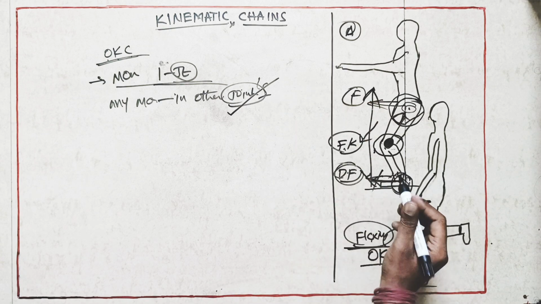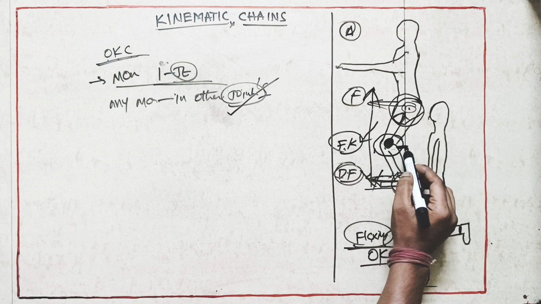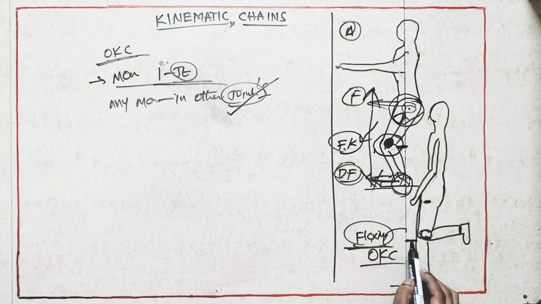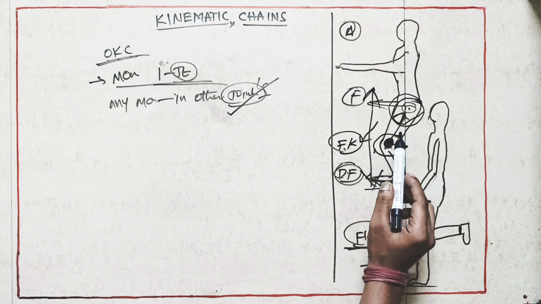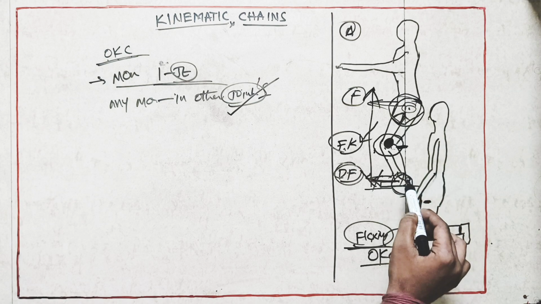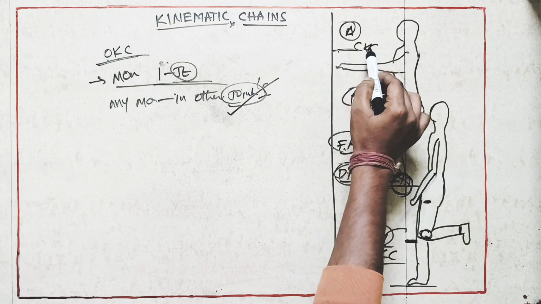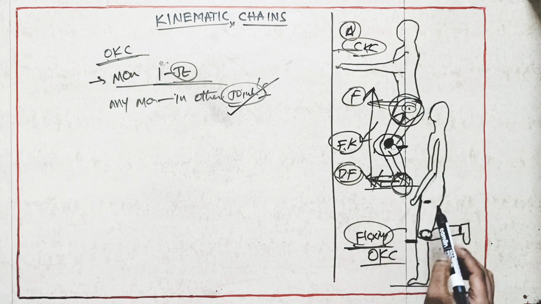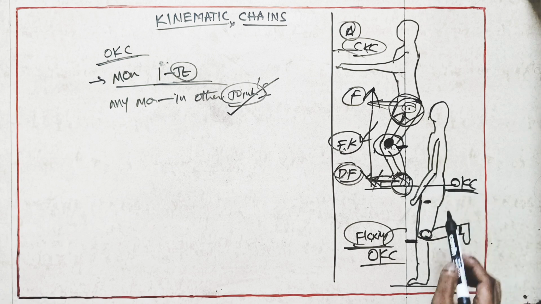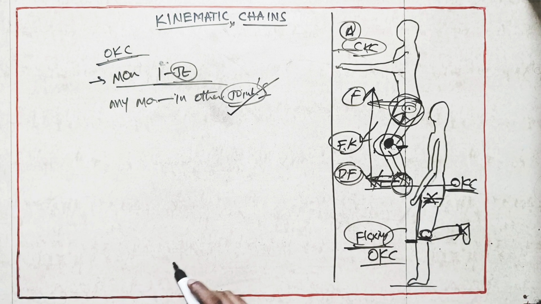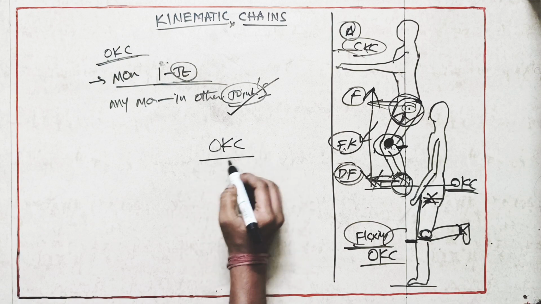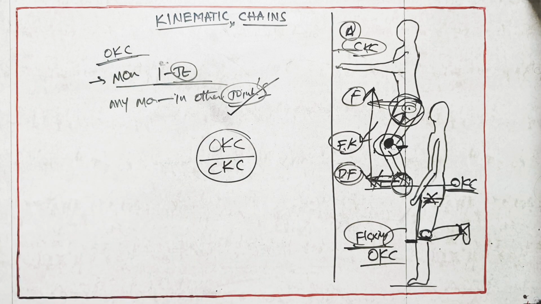So in both cases the patient did knee flexion. But when the patient attempted knee flexion in erect standing position, he did this movement in a closed kinematic chain. Here the patient is able to do the movement in an open kinematic chain. Here only the knee joint is involved, the hip joint is not involved, the ankle joint is not involved. So this is about open kinematic chain and closed kinematic chain movements.